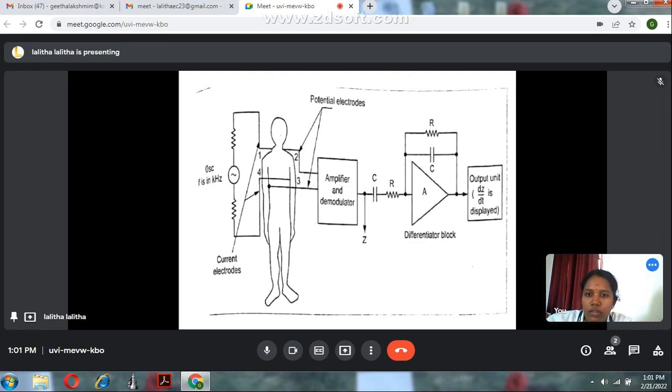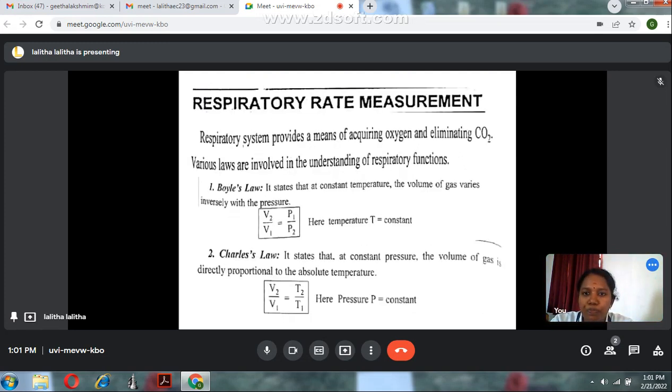Here the amplifier and demodulator collect the signal from the human body, amplify this biological signal, demodulate it and produce the output Z, which is connected to the differentiator block. The differentiator differentiates the signal and produces the differentiated output. This impedance change method can be used to calculate the cardiac output.